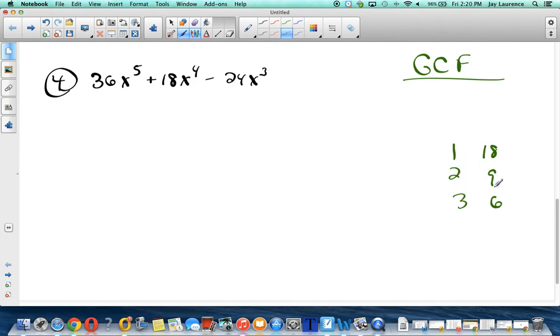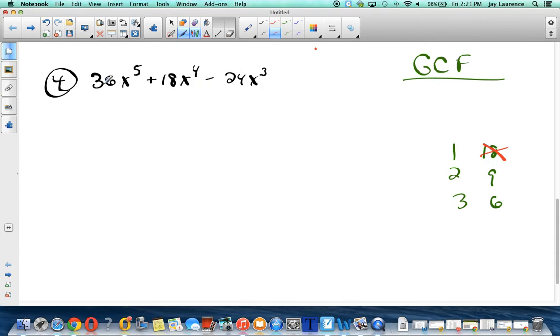Remember to list them vertically in order like this as pairs. 1 times 18, 2 times 9, 3 times 6. It'll be a lot easier. So let's check them. Does 18 go into 36 evenly? It sure does. Does 18 go into 24 evenly? Nope. See, to be a common factor, it has to go into all the numbers we're talking about, not just 2 of them or 1 of them.